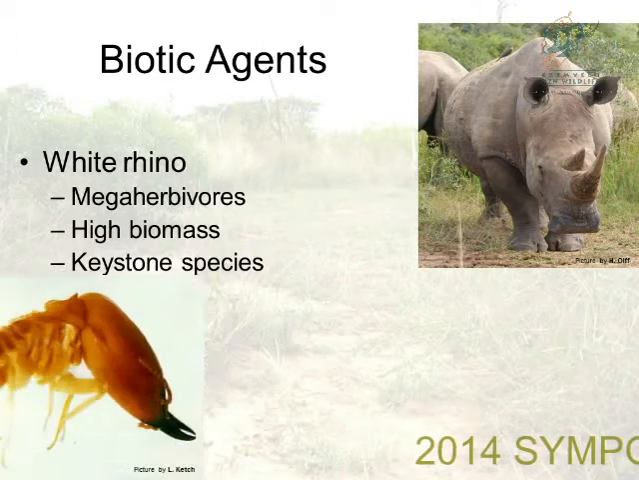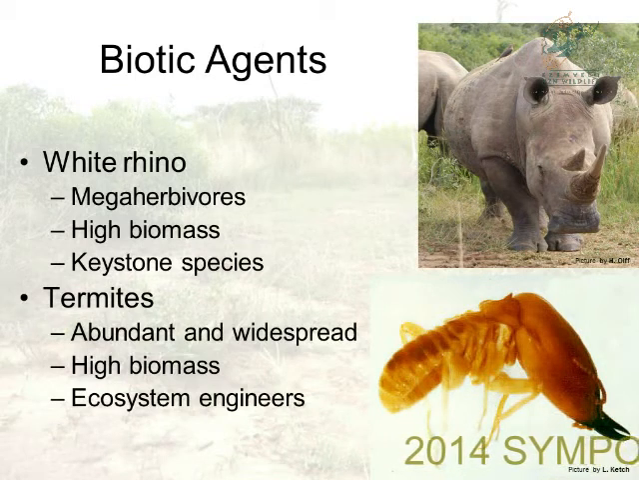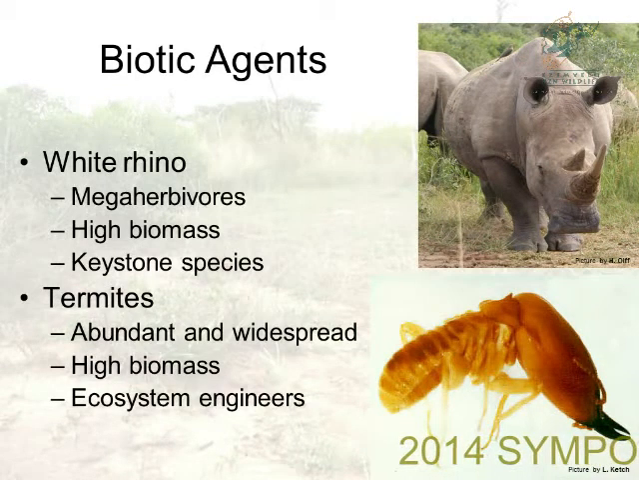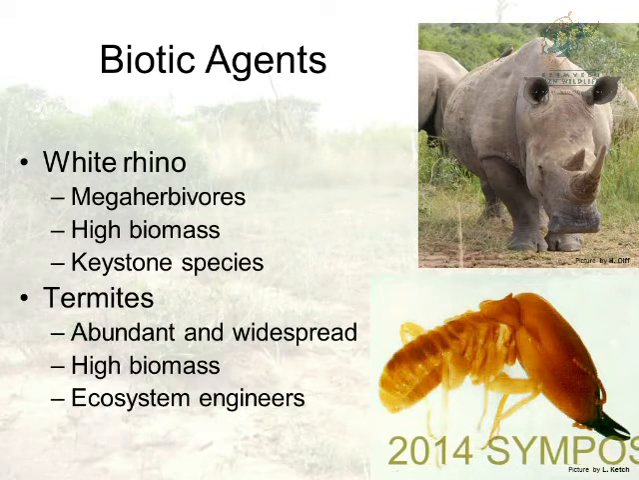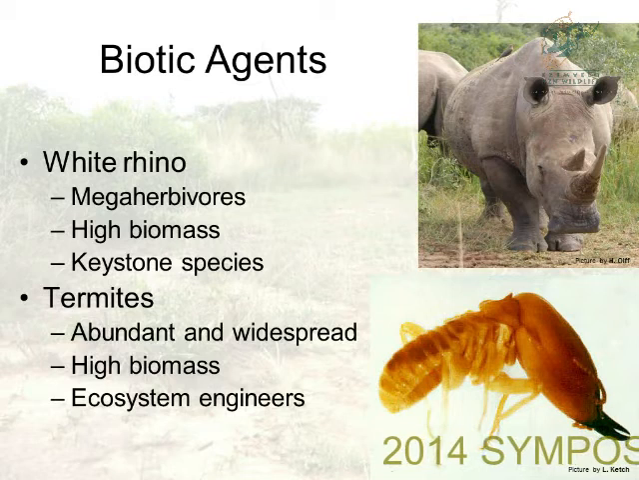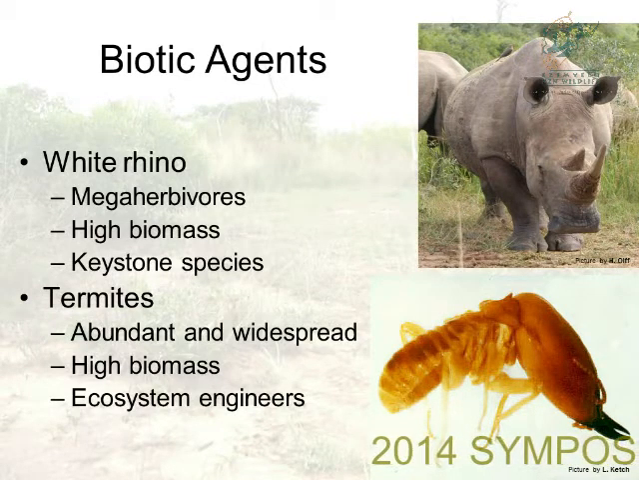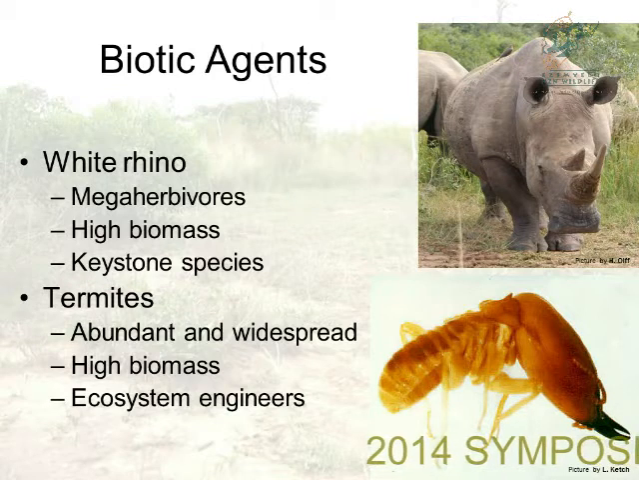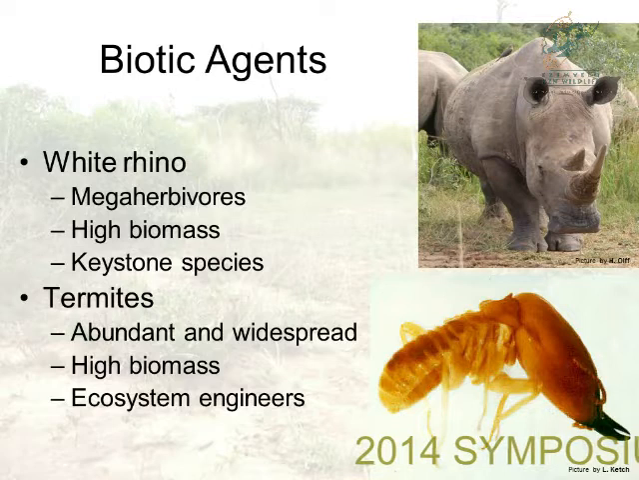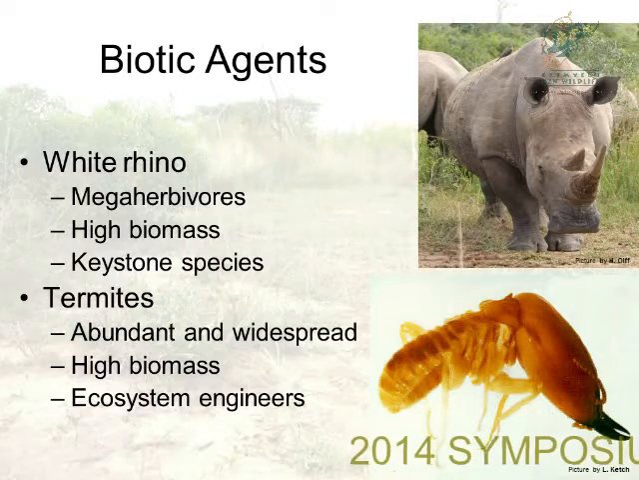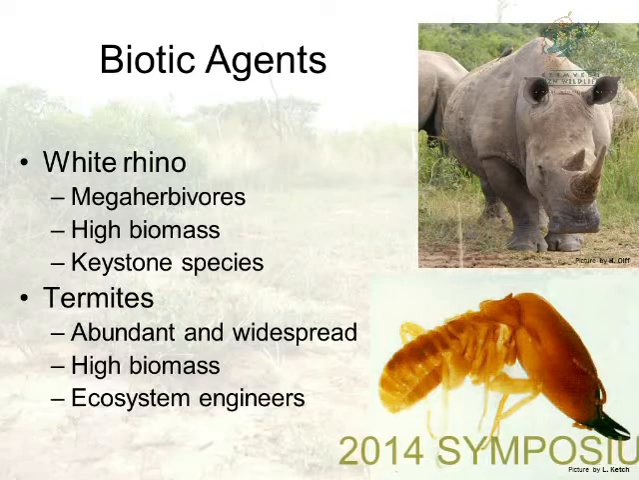The next one, an invertebrate, escaped the invertebrate room. Woohoo! They also have a really high biomass, so you might expect them to have a big effect. The biomass is estimated to be something similar to all of the large mammalian herbivores put together. And they're really widespread, and they've been described as ecosystem engineers all over the place, mostly for their soil working activities. So these were the 2 agents that I wanted to focus on.